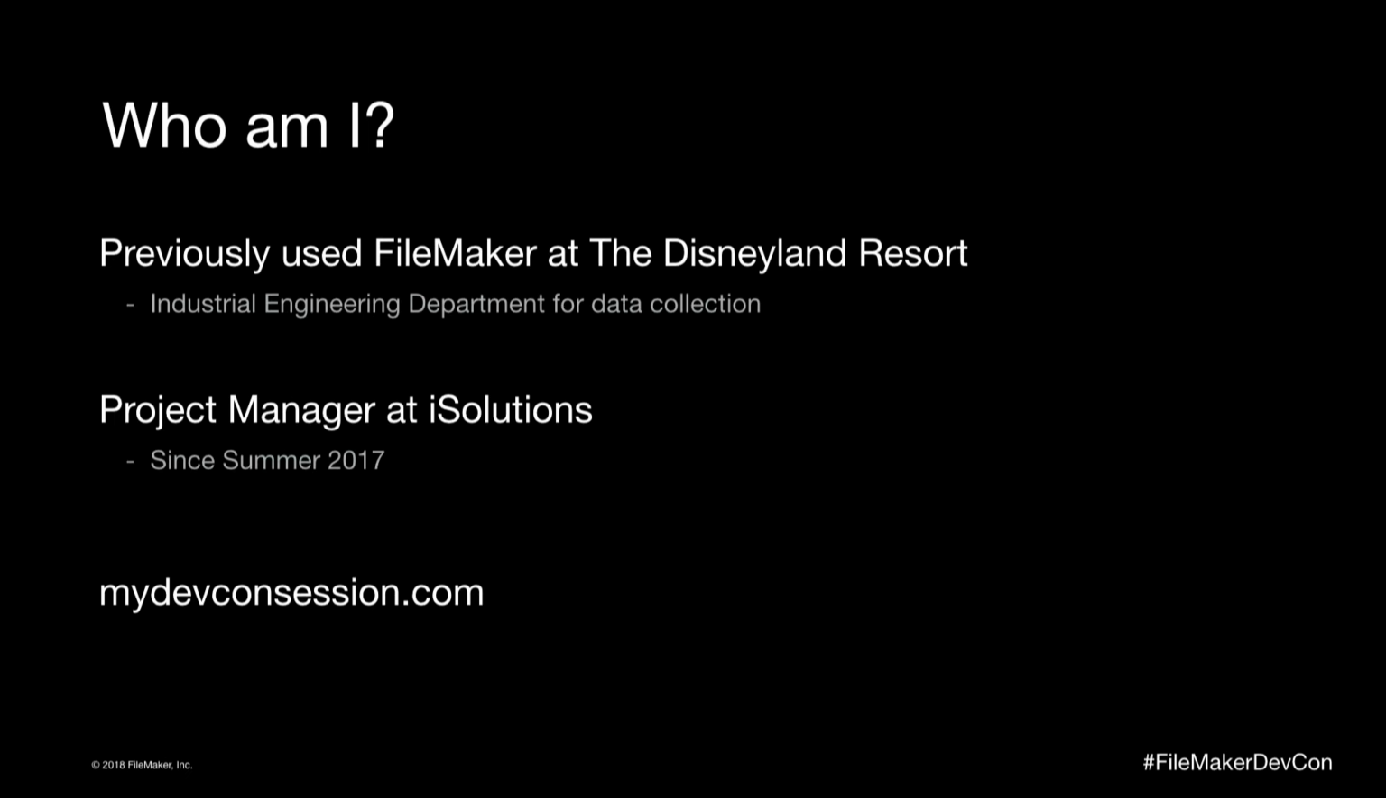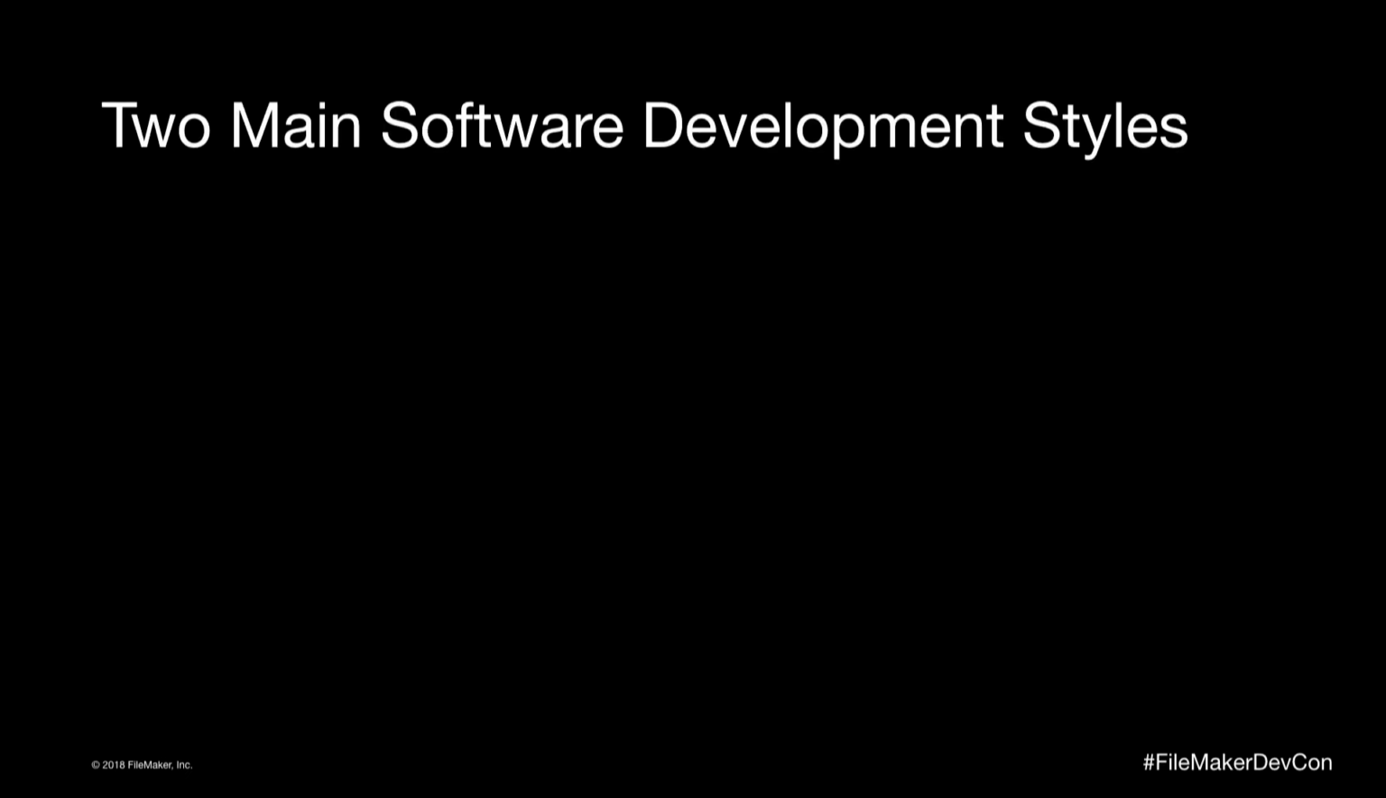Okay, so for us to get started, we have to start from the very beginning, and we really need to talk about development styles. And we can't get to Agile until we talk about the other software development styles out there. So there's really two main software development styles, right? There's Agile, which we're here today to talk about, and there's Waterfall. So Waterfall is our more traditional method, and Agile is our newer style that we'll be talking about today.